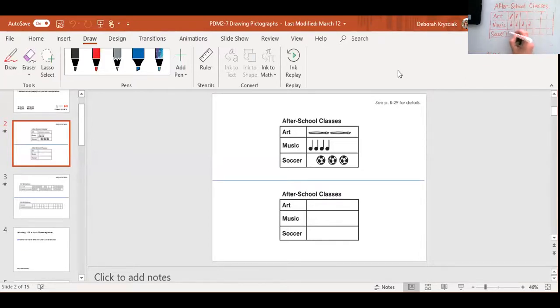And then soccer, the balls. So I'm not good at drawing soccer balls, I'll just make a circle. Okay, so now it's easier to read this graph. I can see that there's only 2 people taking art, and I can see here that there's more people taking music and then soccer or art. It's a lot easier to read this graph than to read this one. So that's what's wrong. All the symbols need to be the same size and lined up after one another.